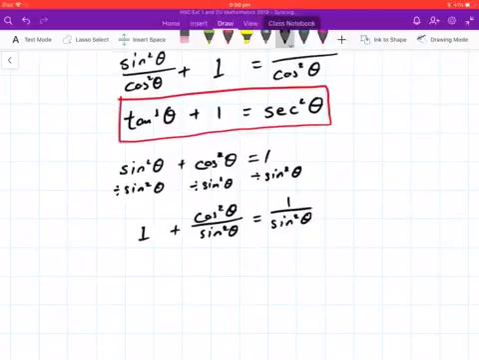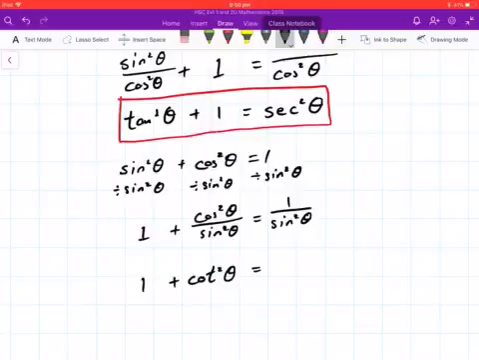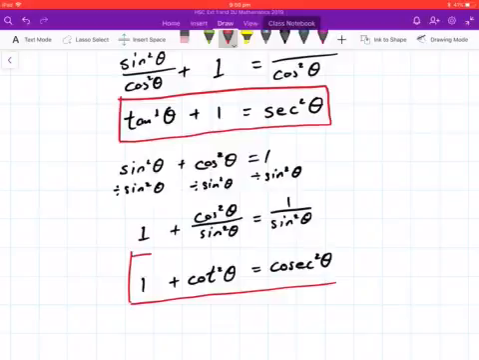Now, again, if I think about it, cos over sine is cot. So this becomes 1 plus cot squared theta is equal to 1 over sine squared theta, or 1 on sine is cosec theta, so this becomes cosec squared theta. And again, here is another version of an identity which is very closely related to our sine squared plus cos squared is equal to 1.